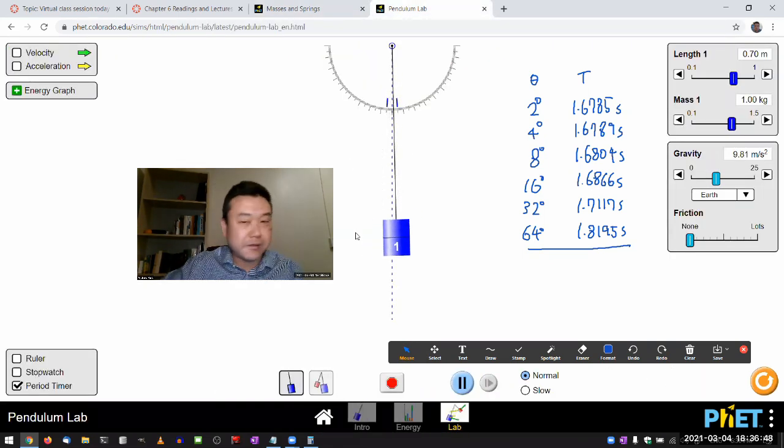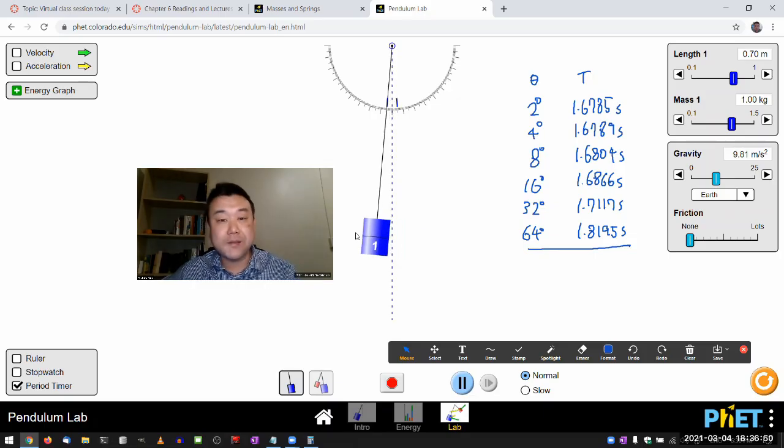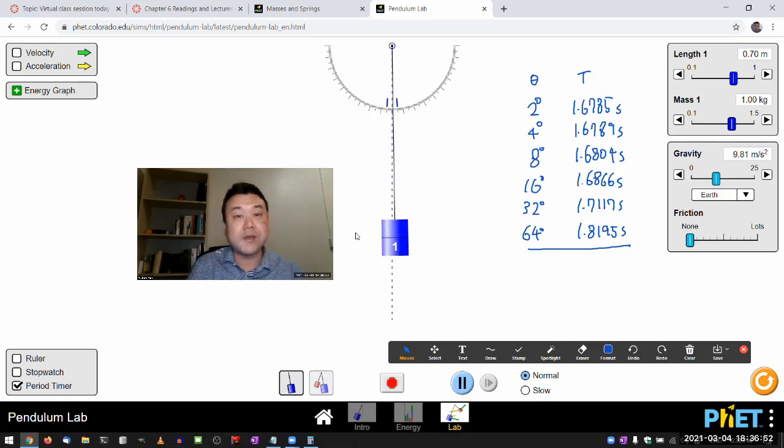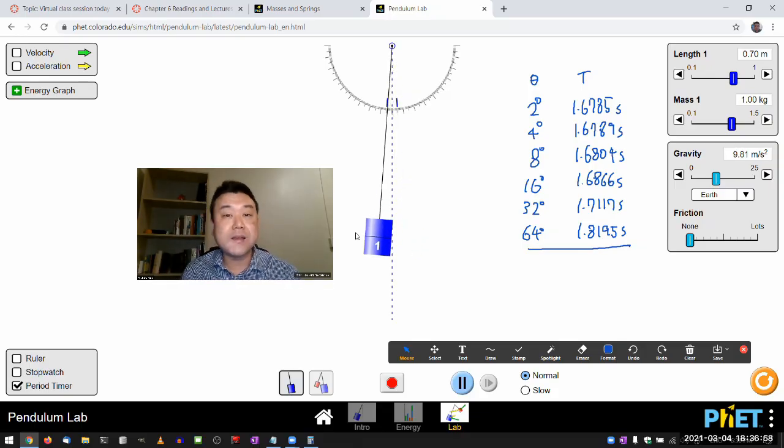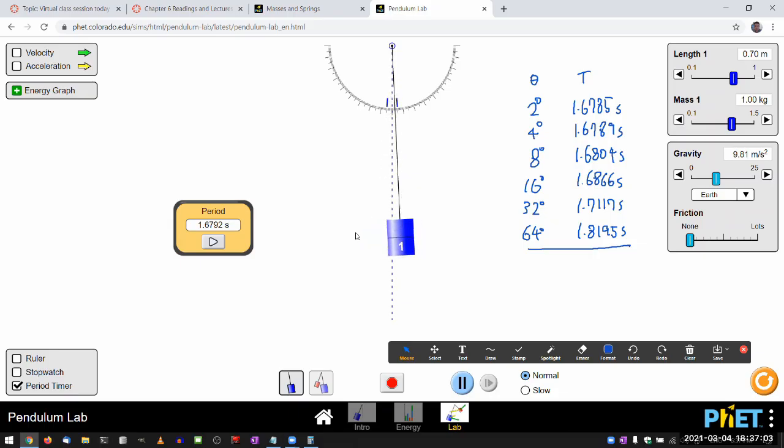So maybe you will never have to deal with the pendulum, but if you are dealing with chemistry, molecular bonds, the vibration of those molecular bonds can also be approximated as a simple harmonic oscillator. So yeah, this is the demonstration of a pendulum as an approximate simple harmonic oscillator.